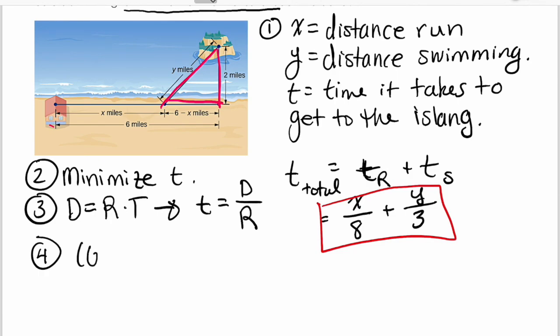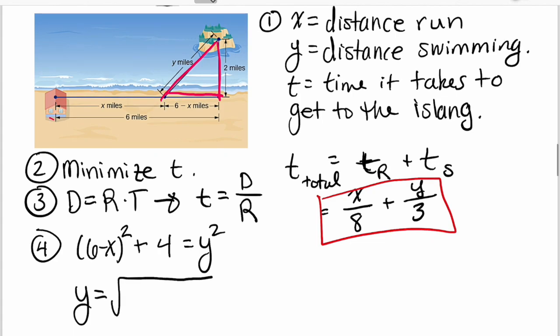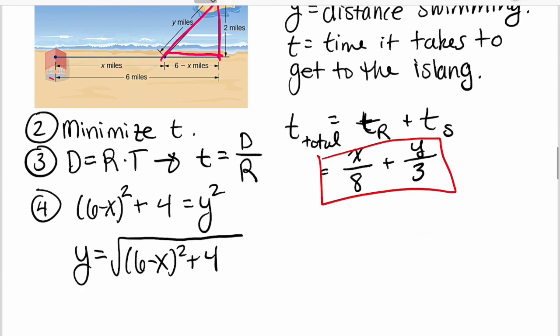So we would have that, in parentheses, (6 minus x) squared plus 2 squared, which is 4, is going to be equal to y squared. And then we'll get y is equal to plus or minus the square root of (6 minus x) squared plus 4. But since we're talking about distance here, I'm not going to use the negative square root. I'm just going to keep the positive square root. So now I can substitute that into our equation, and I'll have everything in terms of x.